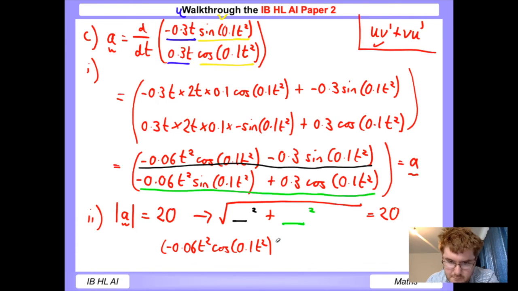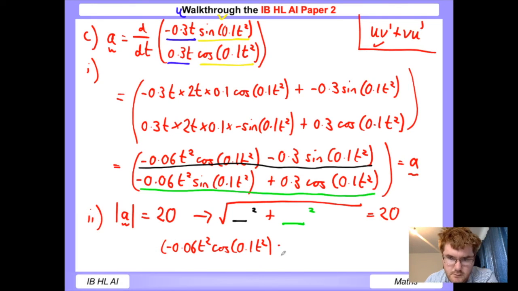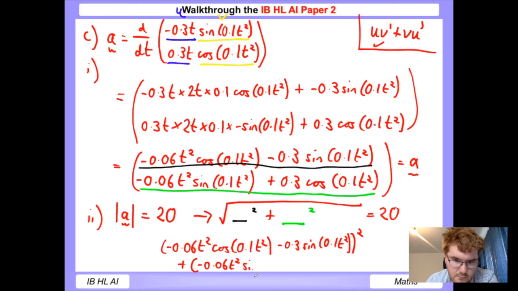I hope I've got enough room for this. Need to write the whole thing. Okay, so the whole black thing squared plus the whole green thing is equal to 400. So all I've done at this point is I've just squared both sides to get rid of the square root.